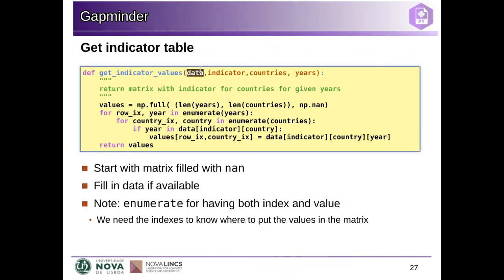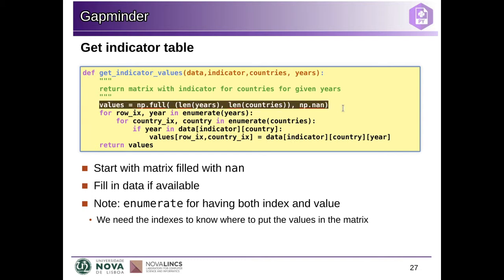So we get the whole data dictionary, the indicator we want, a list of countries, and the years. What we start with is this values matrix that will have a shape of as many rows as we have years in this array, and as many columns as we have countries in the list of countries. And we want this matrix to start filled with the not a number value. So we can use the full function in Numpy. The full function takes the shape of the matrix and the value we want to fill the matrix with, and returns a matrix with that shape, all filled with that value. So our matrix starts filled with not a number. Everything where data will be missing is marked with this special value.